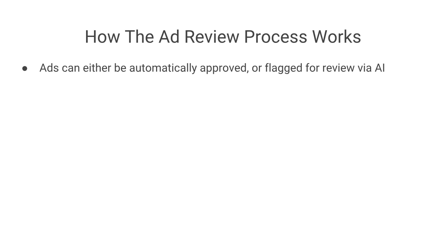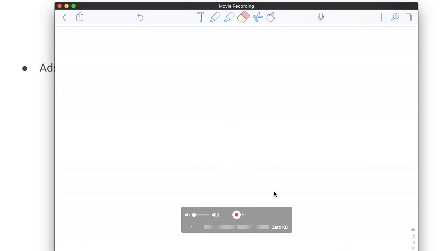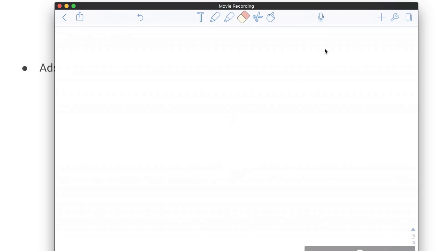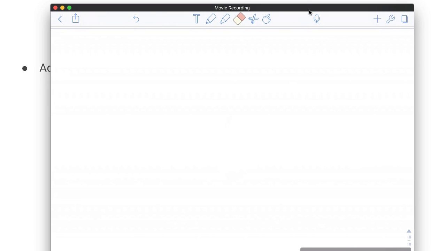It's that simple. So how does the ad review process actually work? Let's draw it out. The ad review process is, again, Facebook's way to ensure that the ads that are pushed live are maintaining a minimum standard of quality. And so the ad review process looks like this. You create your ad.